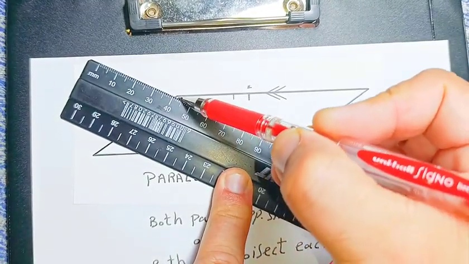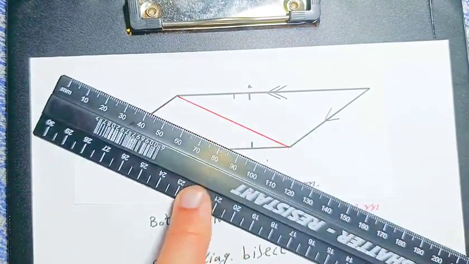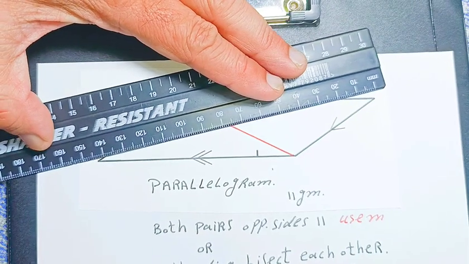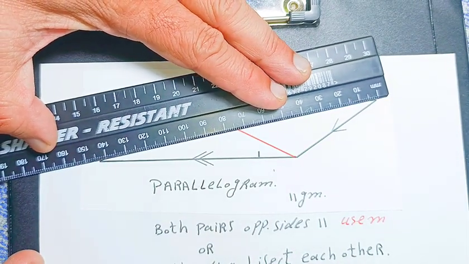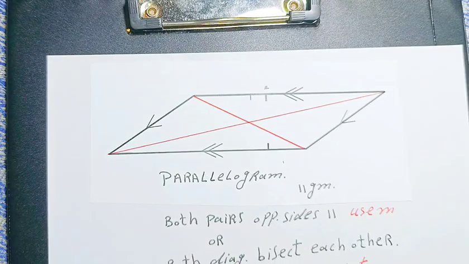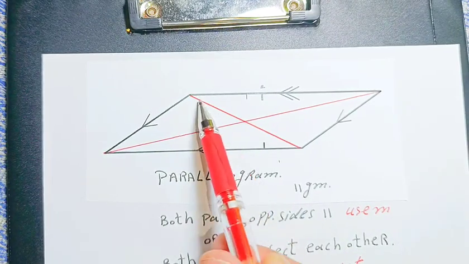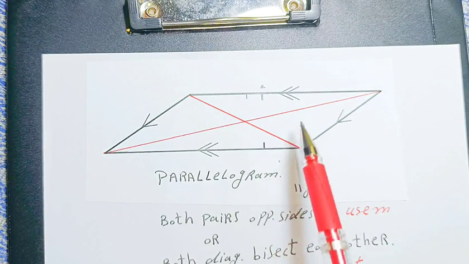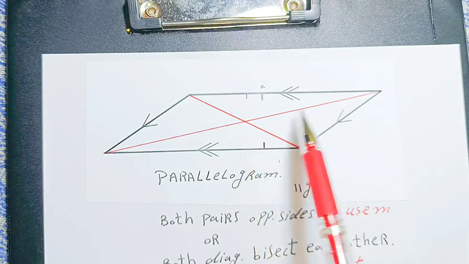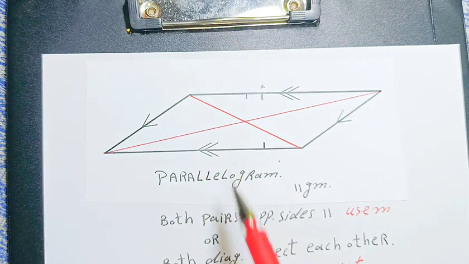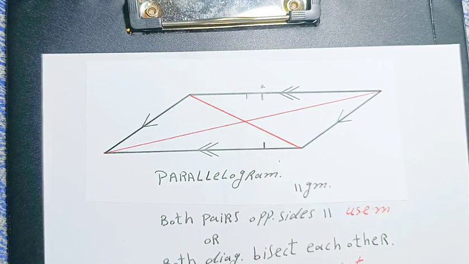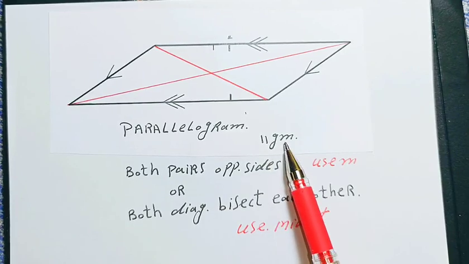Have a look here, this corner to that corner, and the second one is from this corner to that corner. So these are the diagonals. This is the first diagonal, this is the second diagonal. Both diagonals bisect each other, which means they're cutting here. So if the midpoints of both diagonals are equal, then we can say the diagonals bisect each other. Then we can prove that this is a parallelogram. This is the short name, parallelogram.